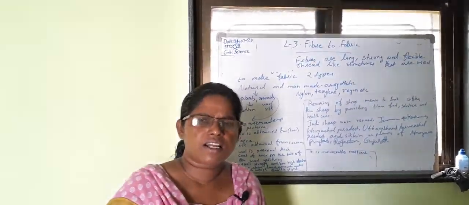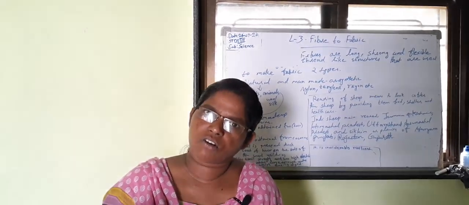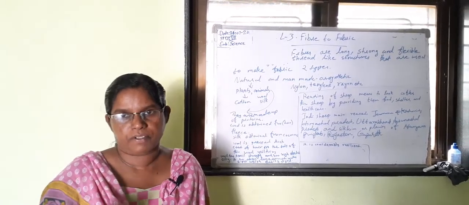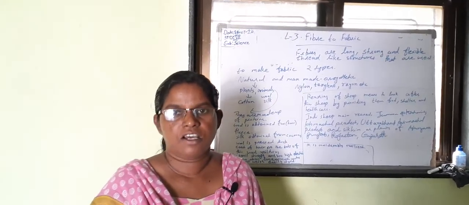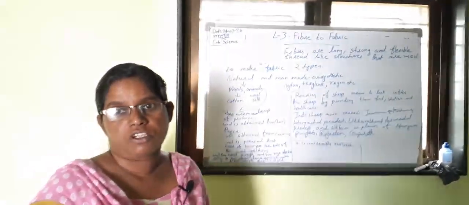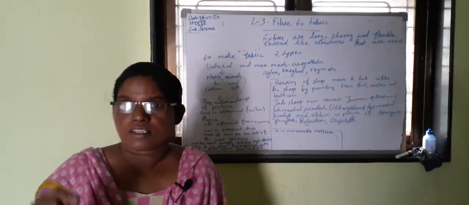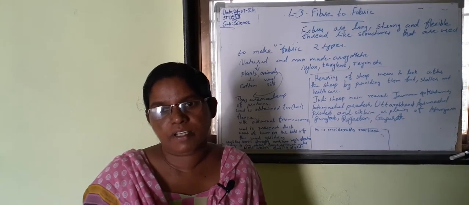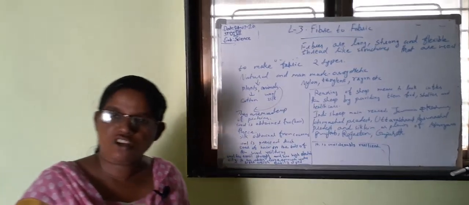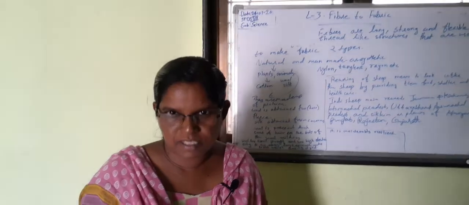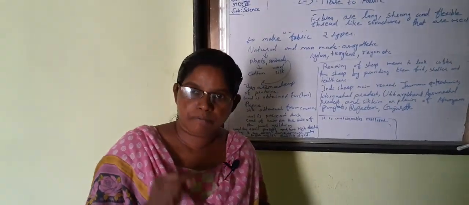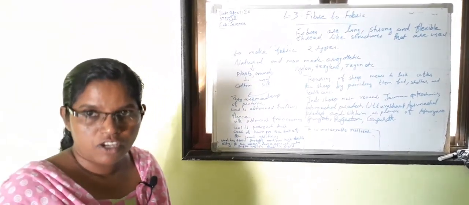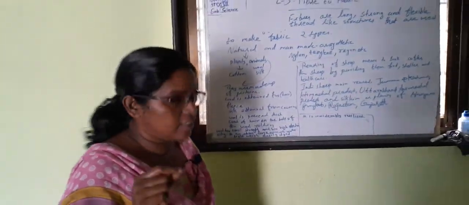We already understood that cotton cloth comes from the cotton plant, and woolen cloth comes from the sheep. So there are two types of fabrics: natural fabric and synthetic fabric. Natural fabric comes from plants and animals. Synthetic or man-made fabrics are nylon, rayon and terrylene.